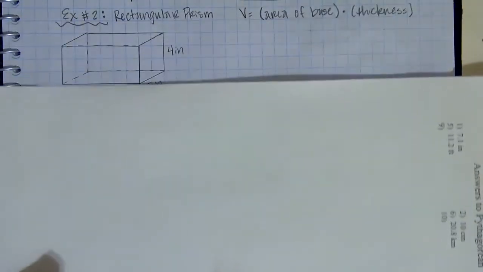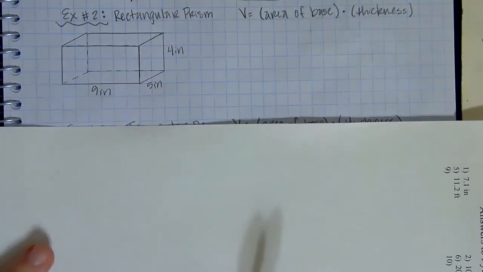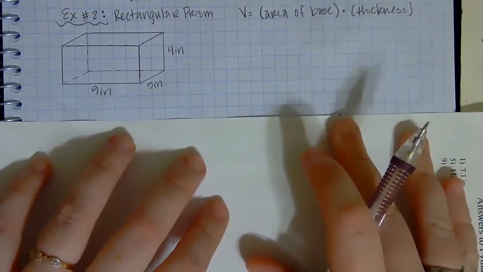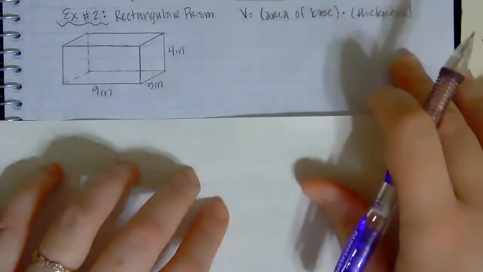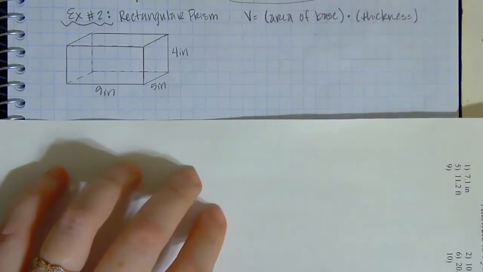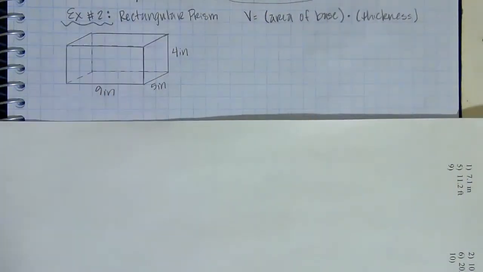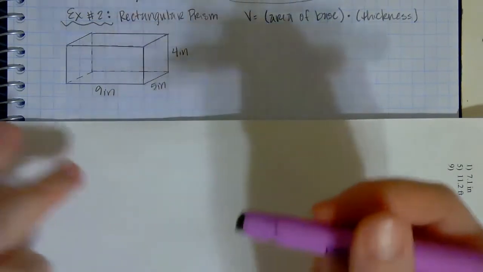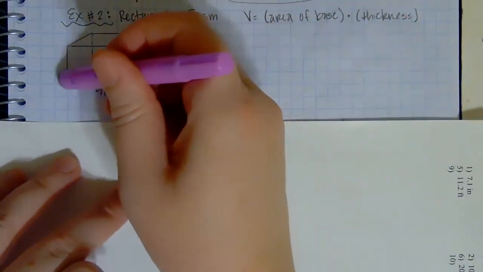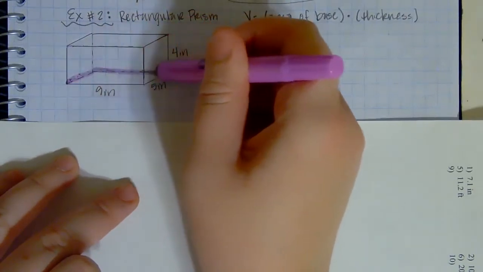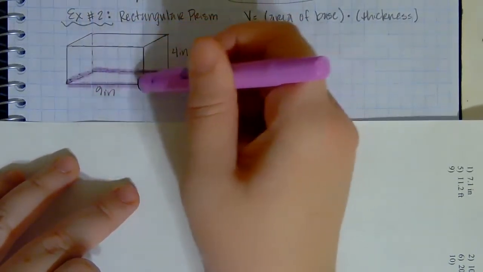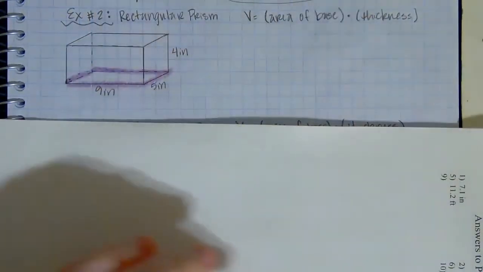We'll look at a rectangular prism. Again, it's the same process, it just has a rectangle as the base instead of a square. Area of the base times the thickness. Again, for a rectangular prism, it still doesn't matter what you call the base. Let's just say I call the base the bottom again, just because people normally think bottom when you say base.